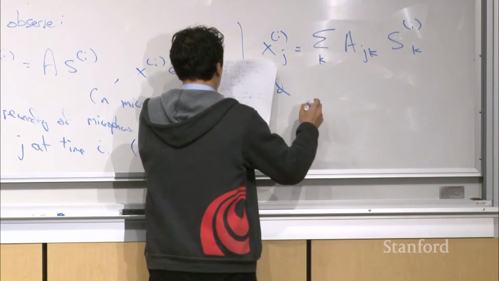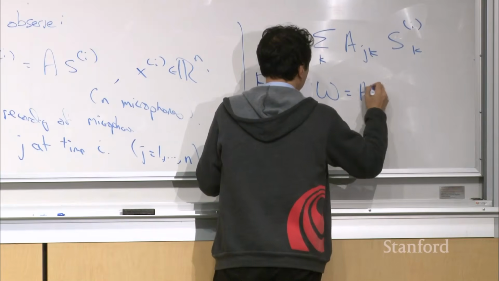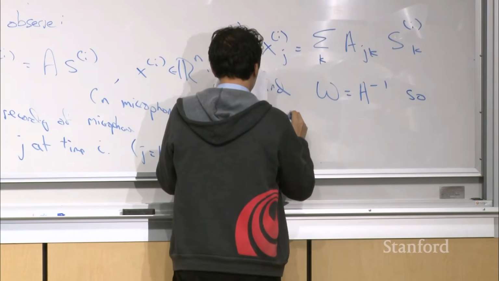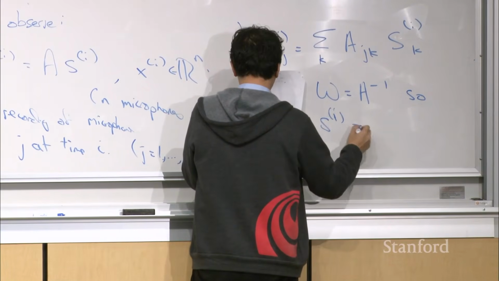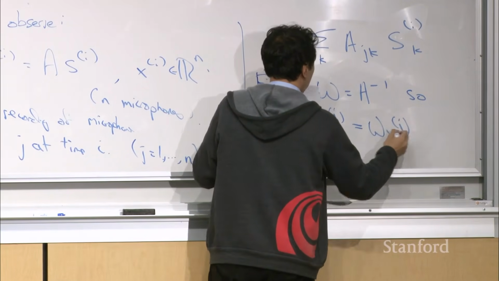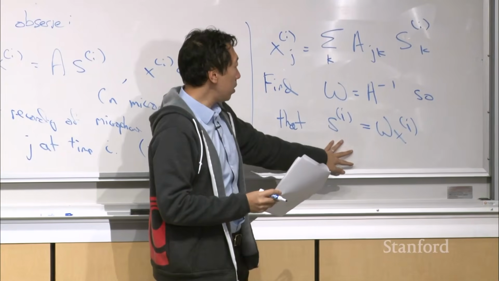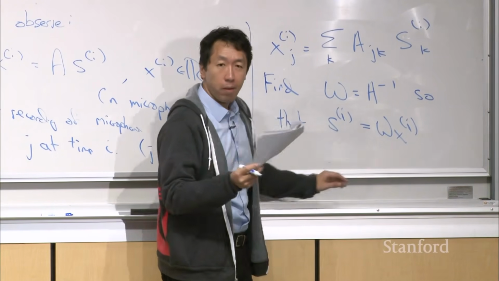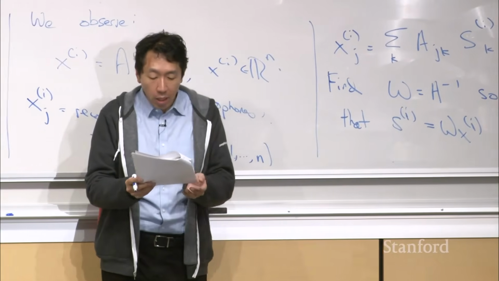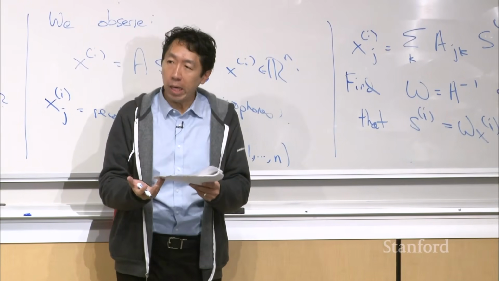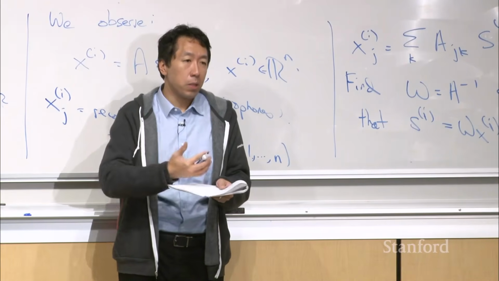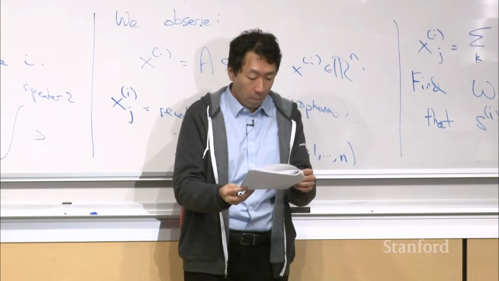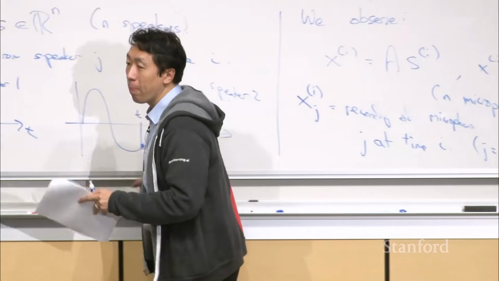And the goal is to find the matrix W, defined as A inverse, so that you can recover the sources from W x^(i). And the ICA algorithm's goal, given just the data X, is to find the matrix W that lets you go back to recover the original sources S.